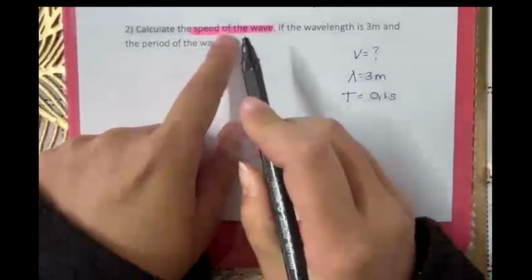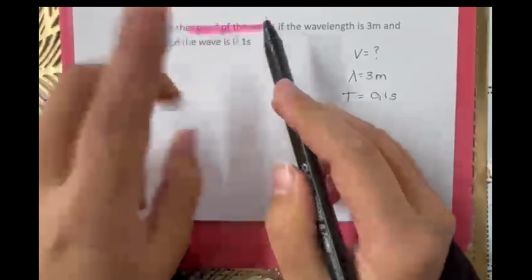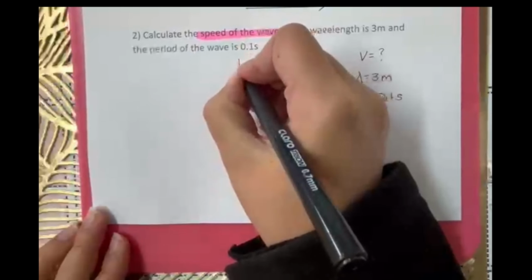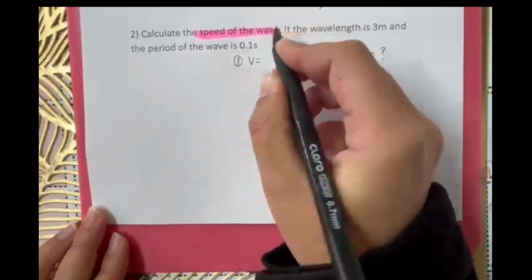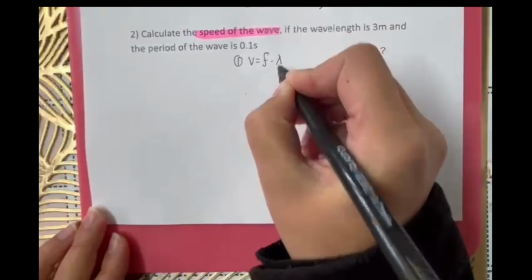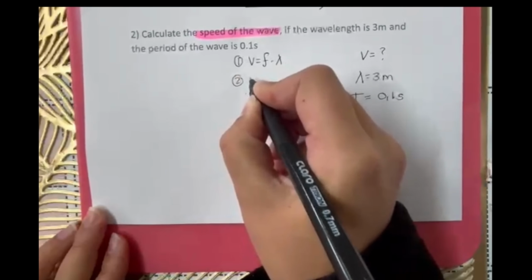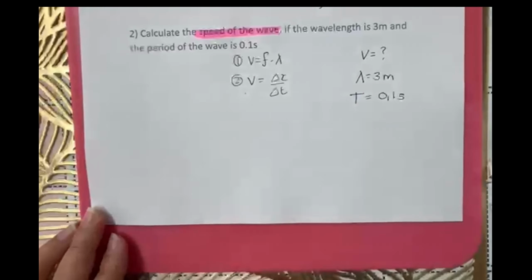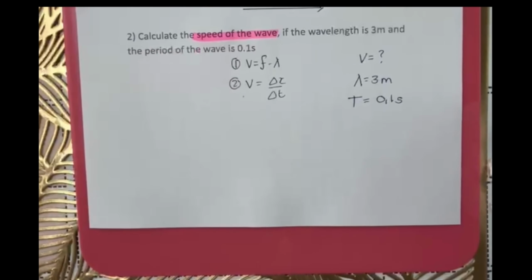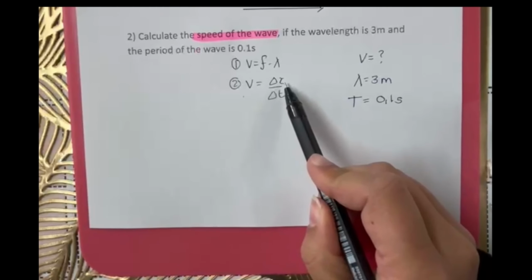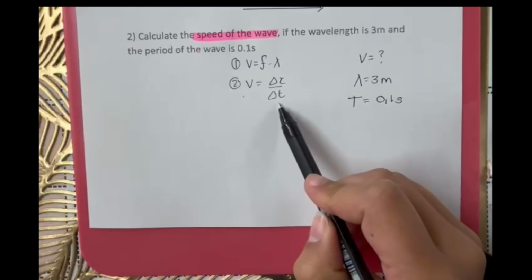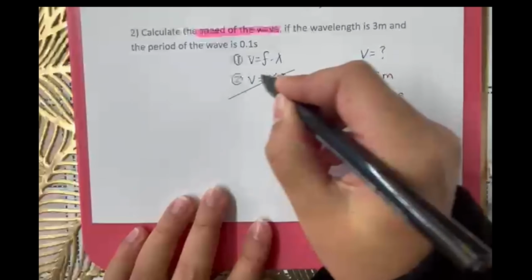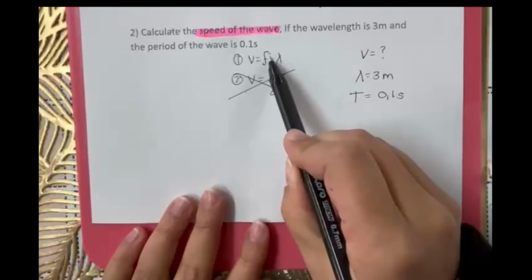Okay, then obviously we know there's only 2 formulas that we can use to calculate the speed of the wave. The first one is V is equal to frequency times wavelength, or we can use V is equal to the change in distance over the change in time. So let's see, what information do we have? We have no information about the distance. We have no information about the time. So we cannot use this one. So this one is a no.